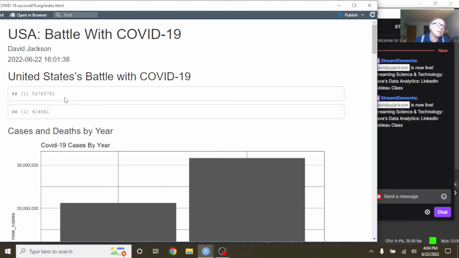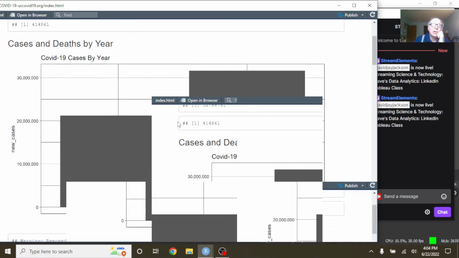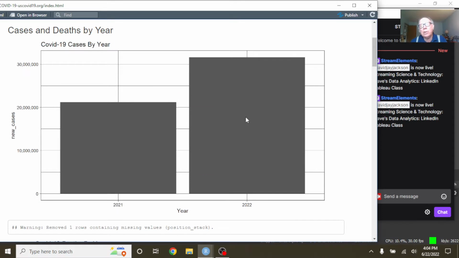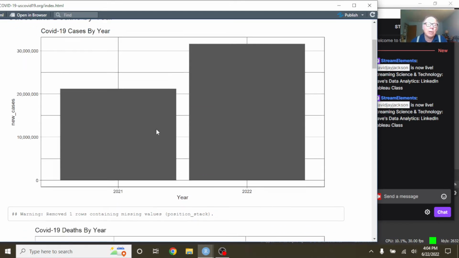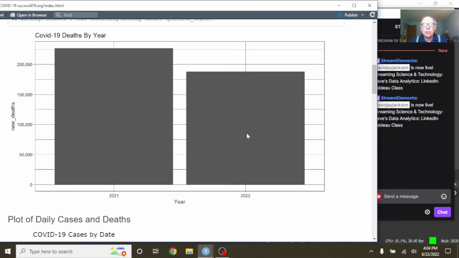So you can see here that for the previous 365 days, the U.S. has had 52.7 million cases, 414,861 deaths. You can see that 2022 COVID-19 cases in the U.S. have passed the total for 2021. But a little bit of good news is that the 2022 COVID-19 deaths have not caught 2021's COVID-19 deaths.